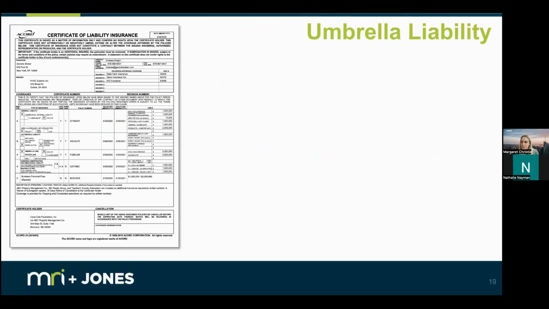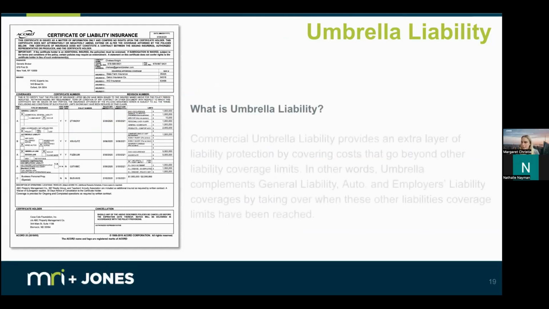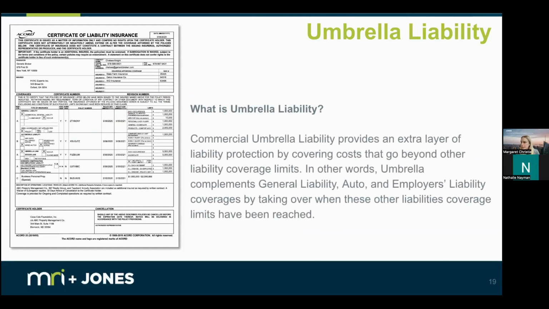Now we're going to be moving on to umbrella liability, which always sits right underneath general liability and automobile liability, the third part here. So what is umbrella liability? Umbrella liability basically goes above and beyond to cover other policies, general liability, automobile liability, employer's liability, workers' compensation coverages, when those limits have been exhausted.